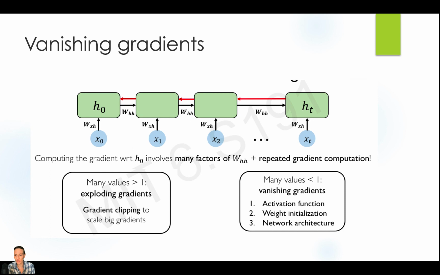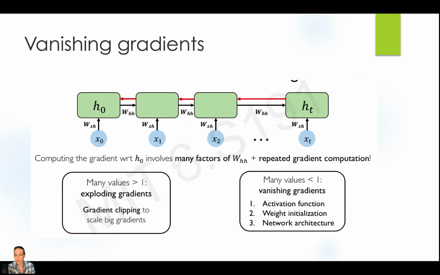Okay, so we see again here the forward propagation of the hidden weights, the black line, and then the backpropagation the other way around. Now, computing these gradients with regards to the hidden state 0, the first time step, involves many factors of this weight matrix. Remember, it's always the same, plus repeated gradient computation. Okay. This can be problematic for two reasons.